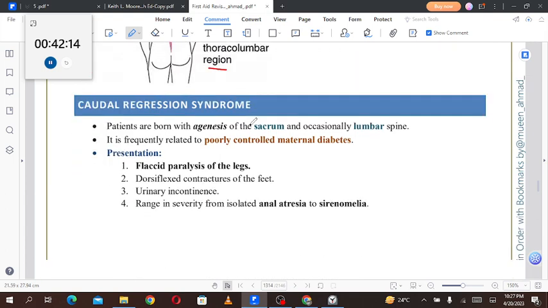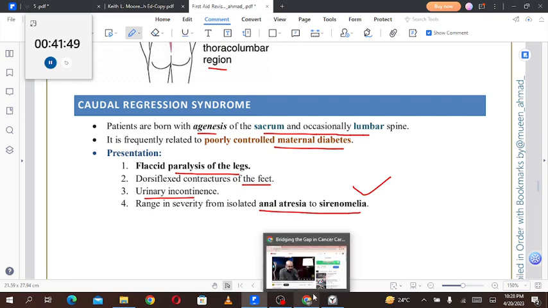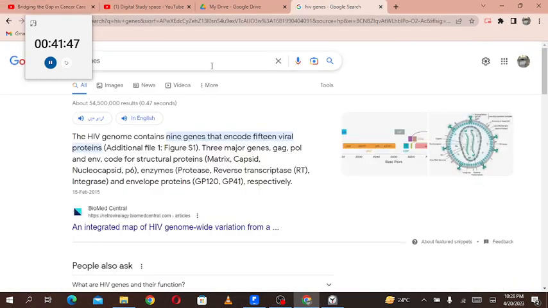Now what is caudal regression syndrome? Patients are born with agenesis of the sacrum and occasionally the lumbar spine. That is called caudal regression. It is frequently related to poorly controlled maternal diabetes. Presentation includes flaccid paralysis of the legs, dorsiflexion contracture of the feet, and urinary incontinence, and ranges in severity from isolated anal atresia to sirenomelia. What is sirenomelia? Let me check that.